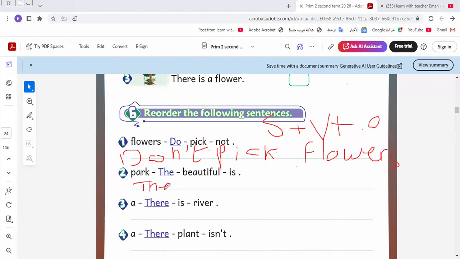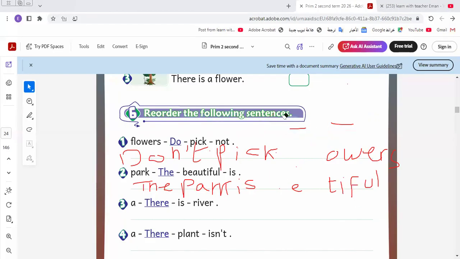The park is beautiful. It will be the park. The park is the subject. Where is the verb here? The park is beautiful. I will leave the two sentences for you to do by yourself as homework. I will leave you the link of the booklet below the video to download it and answer the questions again. Okay.